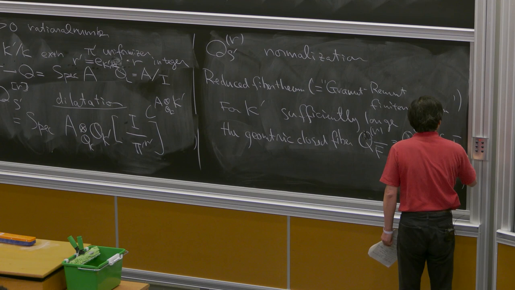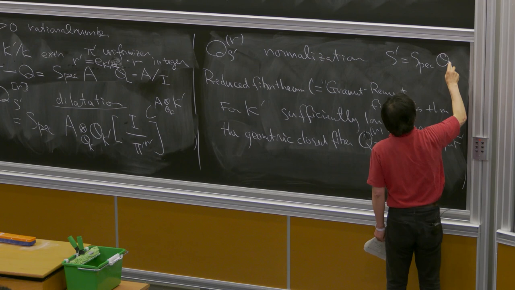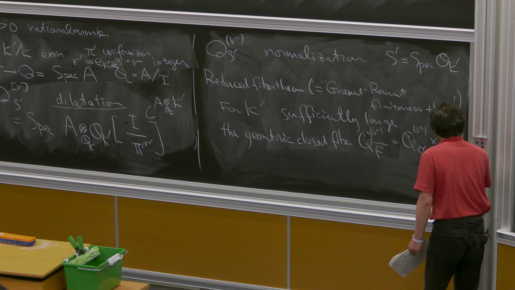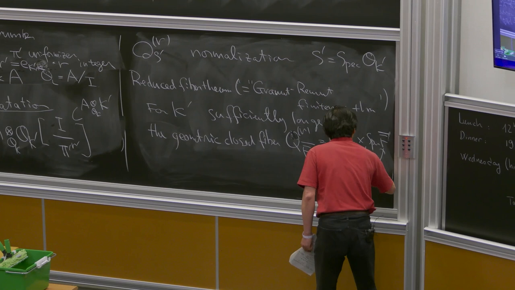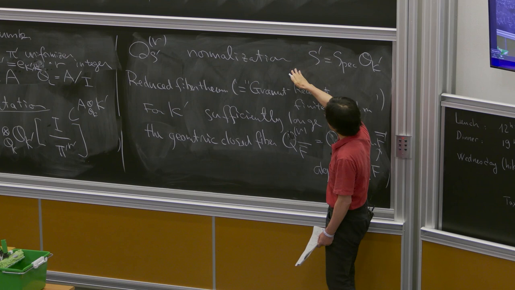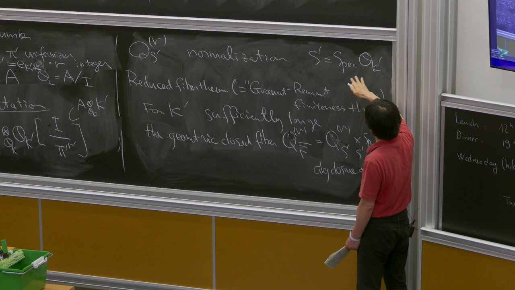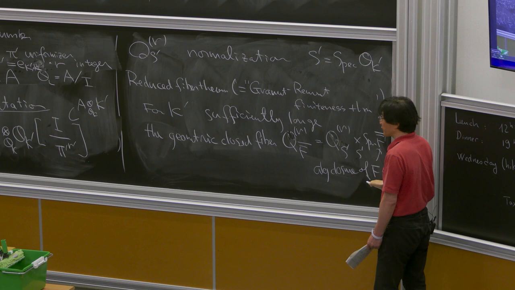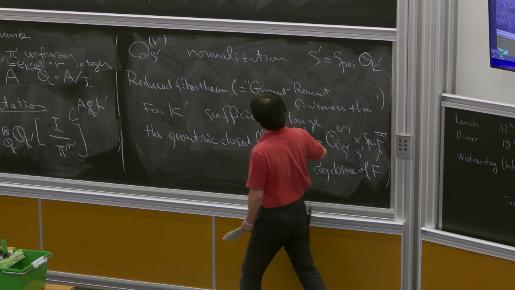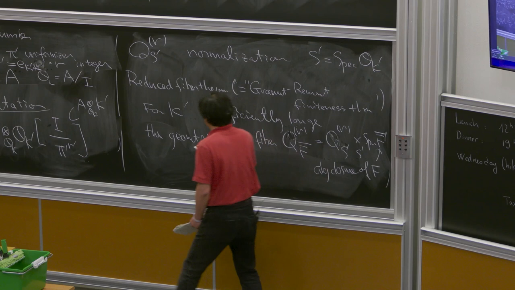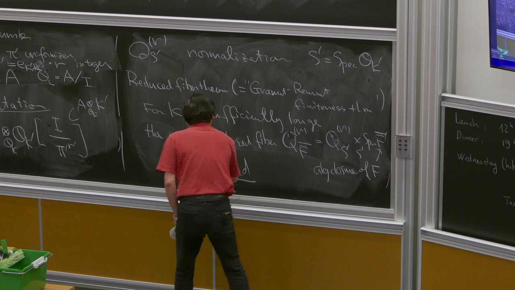Sorry. So S prime is spec of O K prime. F bar is the algebraic closure. So we have this normalization over the ring of integers of this extension, and if you take further base change to the algebraic closure, then if your K prime is sufficiently large, the geometric closed fiber defined like this is reduced. So this is what the reduced fiber theorem tells us.